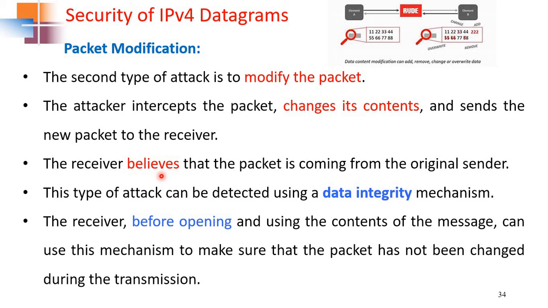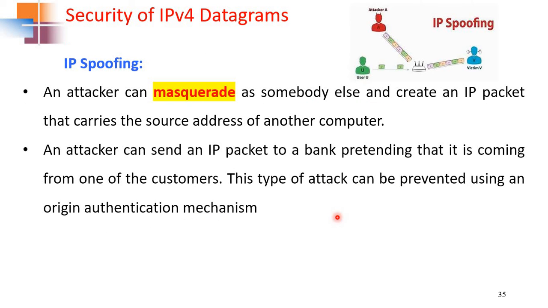So what we have to do here is incorporate some data integrity mechanisms in the medium. Before opening the packet on the receiver side, the receiver has to perform the data integrity process. Only after that process is he supposed to open the respective packet and check the information sent by the sender. And the last one is IP spoofing.